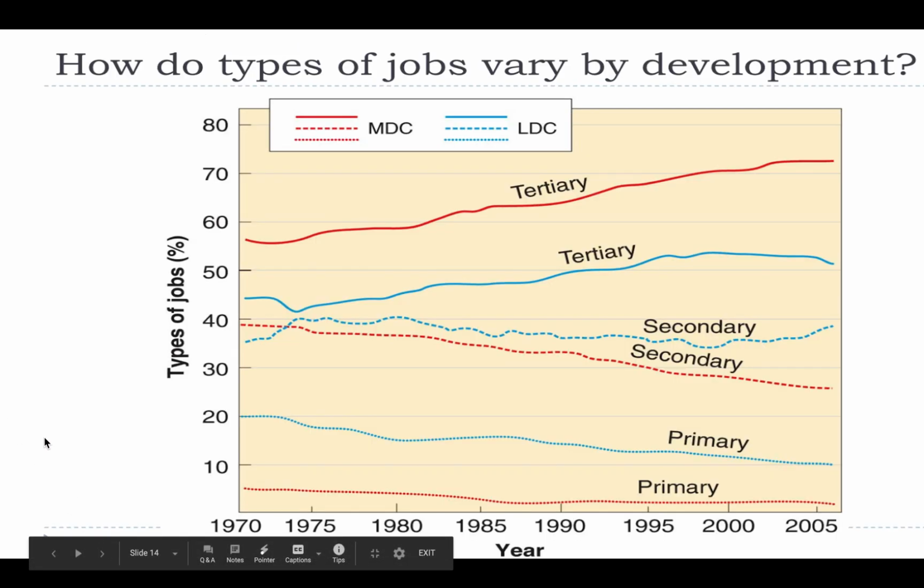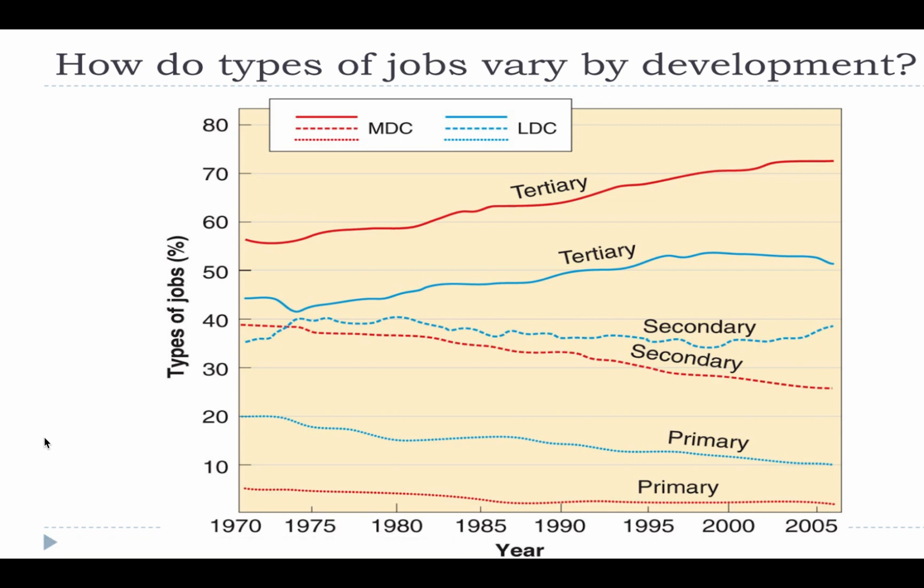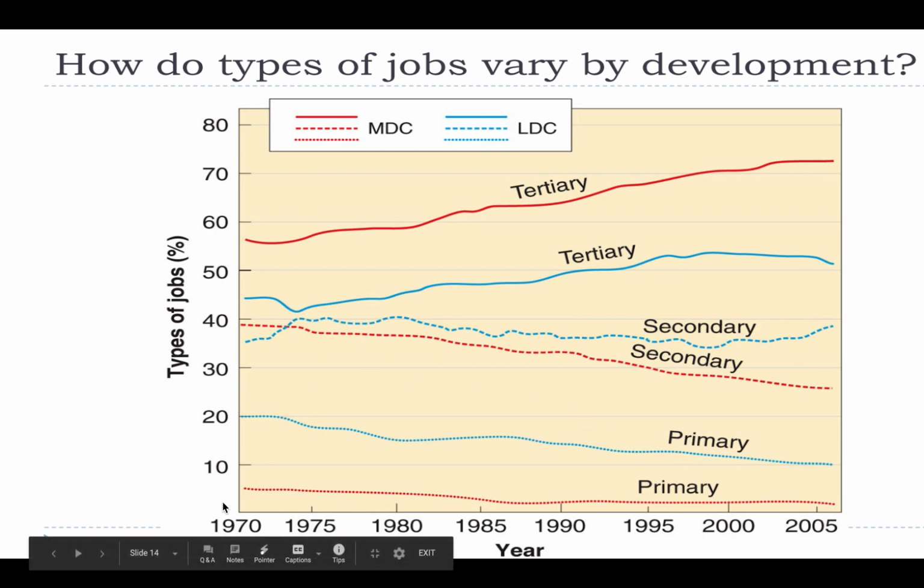Here we look at a line graph, and it shows us the trends as we move through the 21st century. We can see that tertiary is on the rise in both MDCs and LDCs, so we have more services that are provided for people. We have a higher demand for post-secondary education, and we see a decline in secondary manufacturing and also extracting resources from the earth, such as the primary sector.